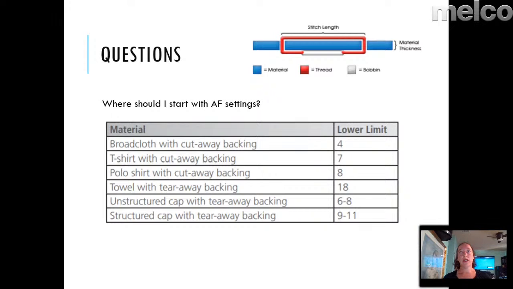So let's say you pick a number. Let's say you're sewing on a t-shirt and you start at 7 with a cutaway backing, right? And you're looking at how it's sewing, and you're thinking it looks too pulled into the material. It's too tight. Okay, well maybe you need it to be more thread. So that means you'd move your actifeed number up so it's not pulling down as much, right? So you get a little more thread on top. All right, so that'll give more thread.